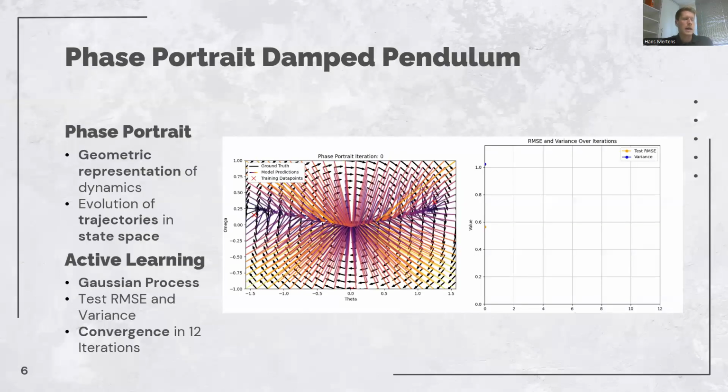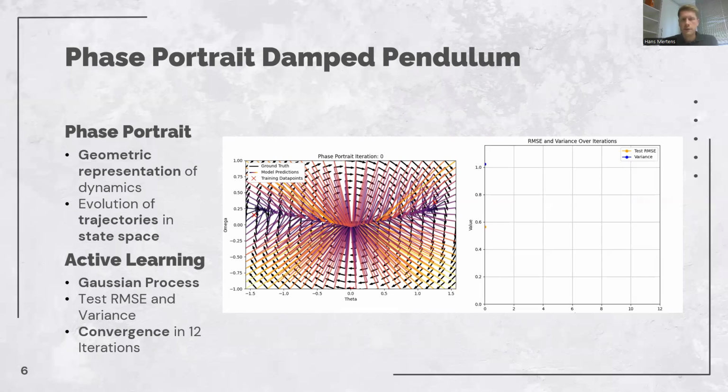If we look at the most simple dynamical system that we have considered, which is the damped pendulum, we can represent the dynamics of this system with a phase portrait. The phase portrait shows the evolution of trajectories in state space, which in this case is theta and omega, so the angle and the angular velocity of our pendulum.